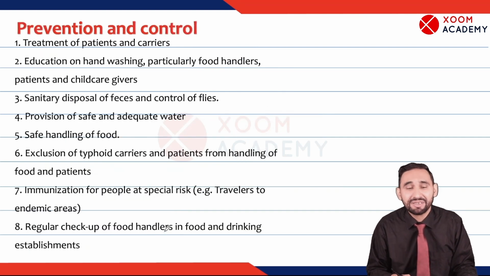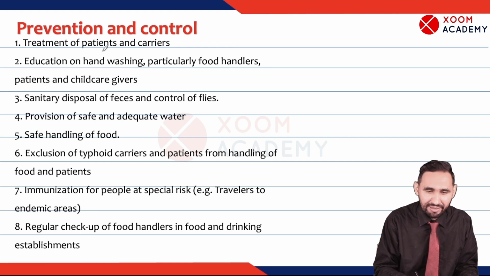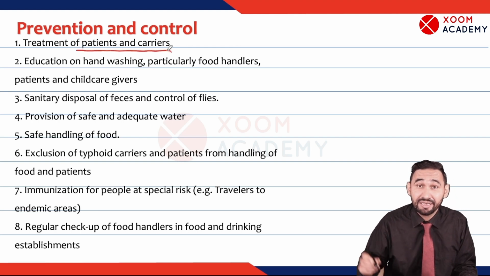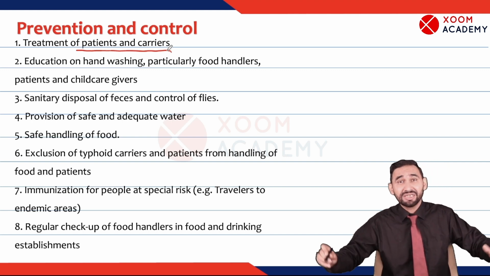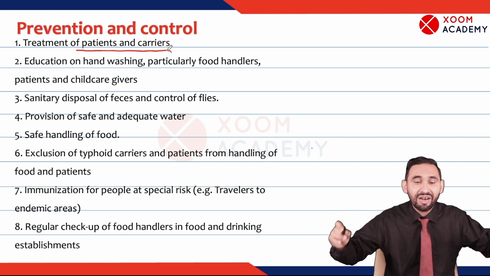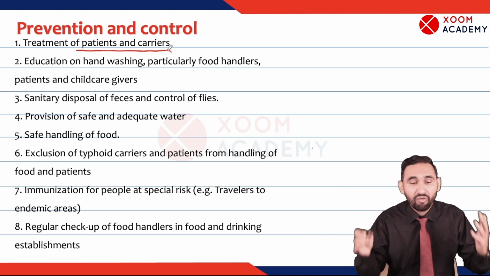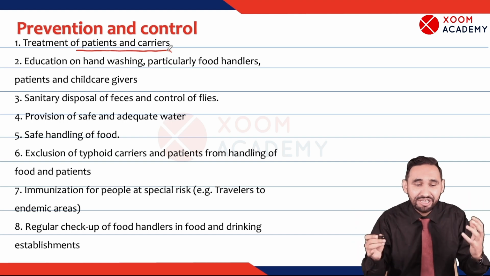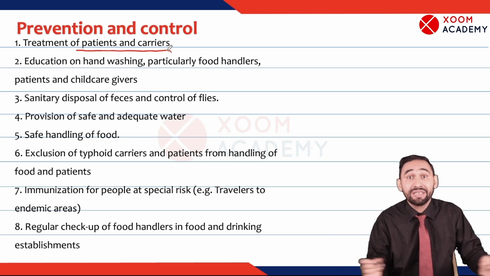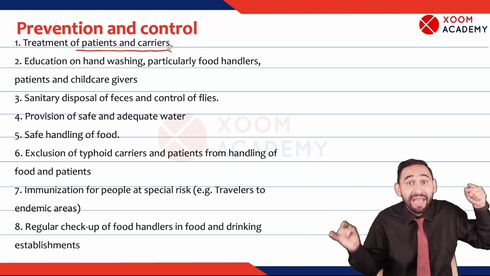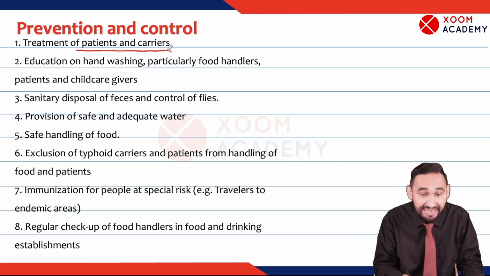How can we prevent? Remember, treatment of cases and carriers. Cases should be treated for 2 weeks. Carriers should be treated for 4 to 6 weeks. Education. Education regarding hand washing. Food handlers should have proper hygiene. They should wash their hands. We can prevent typhoid by hand washing and proper hygiene.